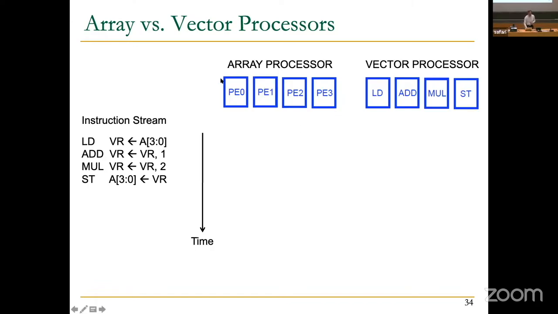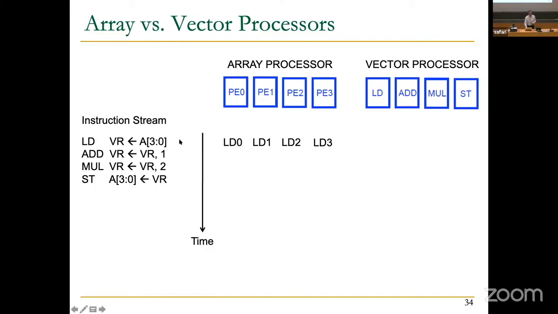Okay, let's see how this executes on an array processor versus a vector processor. Vector length in this case is 4. I'm going to define that more formally soon. But basically, an array processor can do the same operation across multiple processing elements in the same cycle. So all of these processing elements are capable of executing all of these instructions. So these are beefy processing elements, expensive. So in the first cycle, we can execute 4 loads.